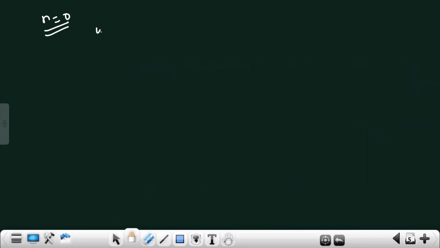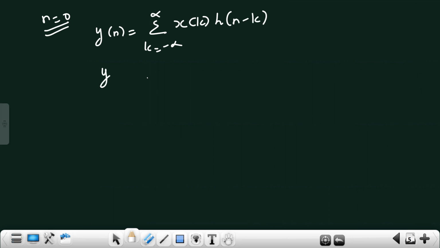So again, write the main equation. y of n is equal to sigma k equal to -∞ to infinity x of k into h of n minus k, and you are plotting y of 0 by putting n equal to 0. The equation will become sigma k equal to -∞ to infinity x of k into h of minus k.